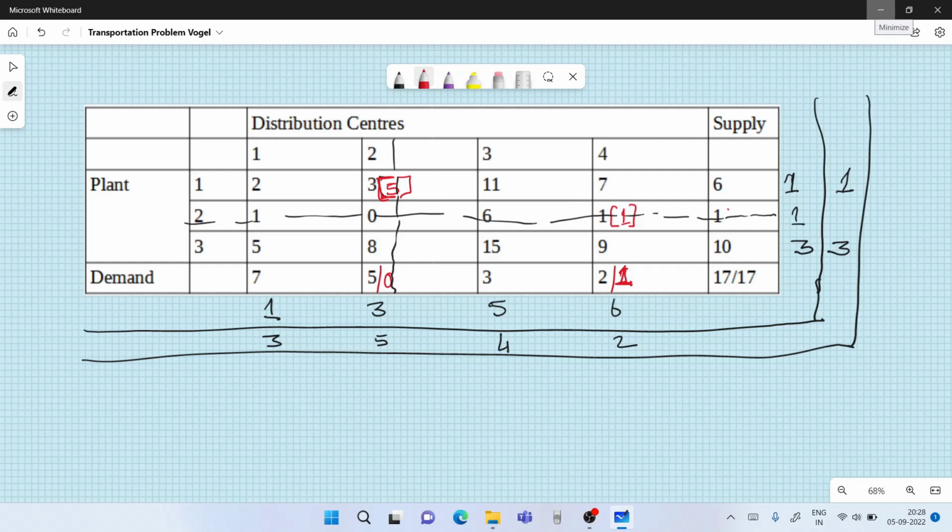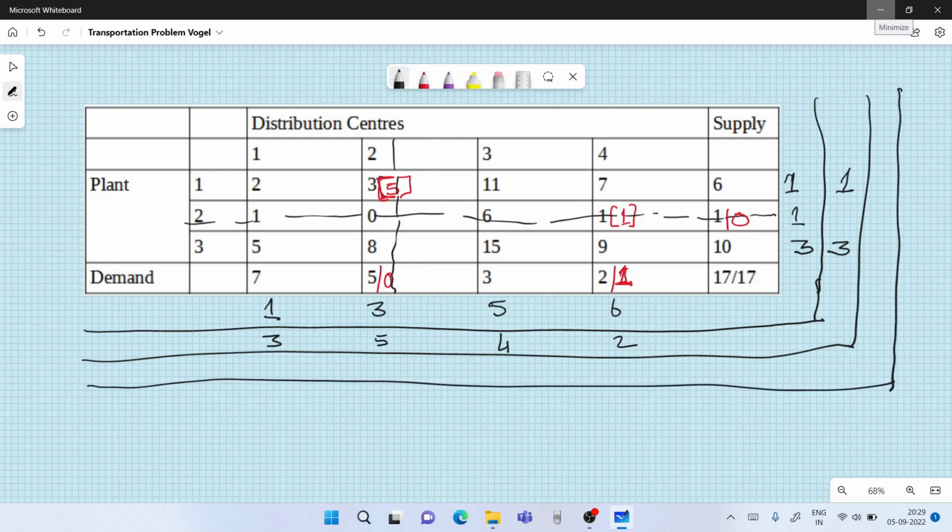So now we again draw a line and we recalculate the penalties, and we have to keep doing this till we have taken all the supply and given it to all the demands. So let's go about it once again. Now, the penalty in row number 1 is going to be 2 minus 7. So that's going to be 5. That in row number 3 is going to be 4.